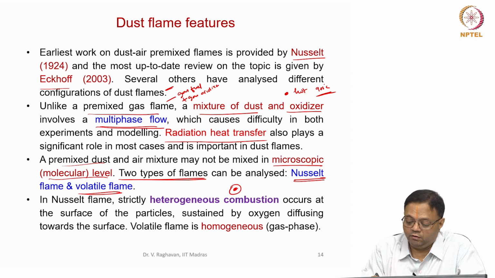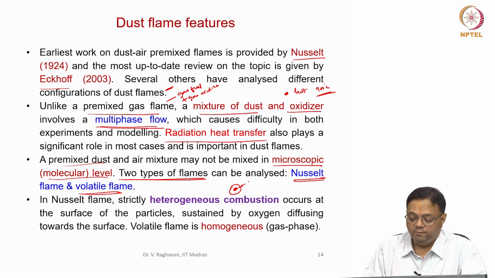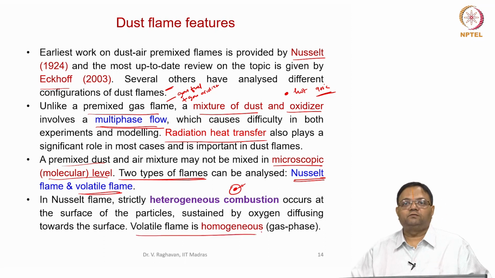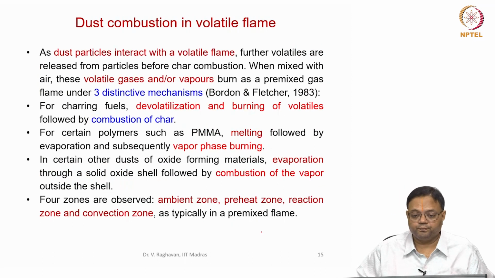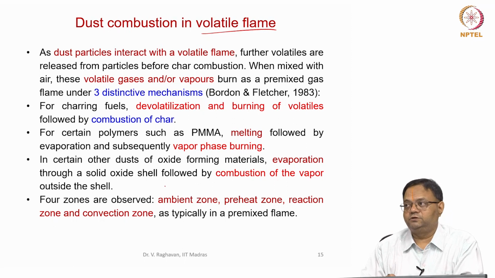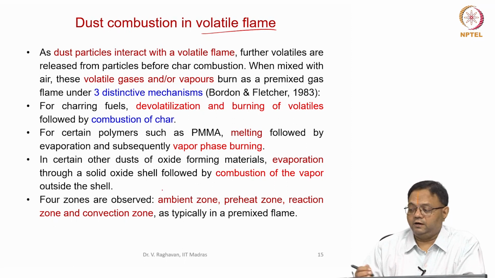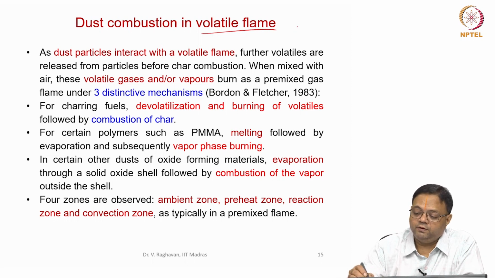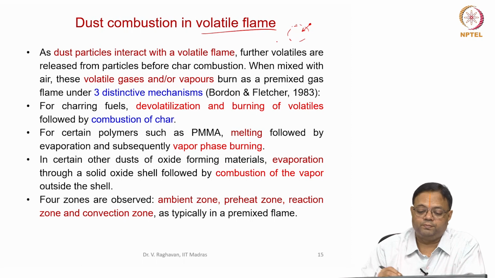Okay, now the fuel part comes from the surface and the oxygen comes from the ambient. But a volatile flame is a homogeneous gas phase flame, which we have already seen. Now, let us see some features of the volatile flame in dust combustion. The dust particle interacts with a volatile flame. A volatile flame is a premix flame. So, a premix flame is there. A dust particle interacts with the premix flame as it goes through it.